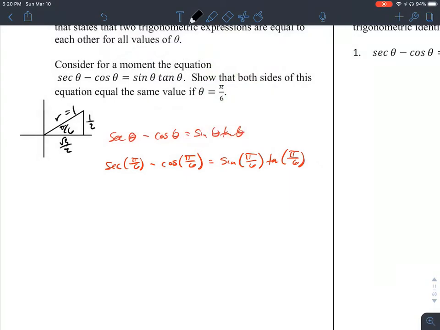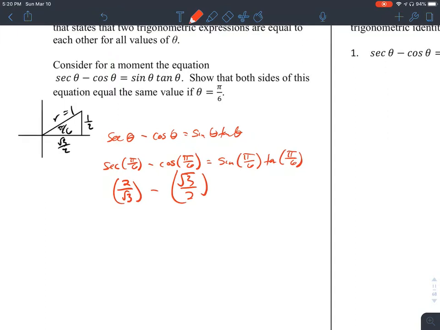Secant of pi over 6, that's reciprocal of cosine. Cosine would be the x value, square root of 3 over 2. So this is going to be 2 over the square root of 3. Cosine of pi over 6 is the x value. It's square root of 3 over 2. If you didn't draw a unit circle here, if the radius wasn't 1, then cosine would be x over r, and secant would be r over x.